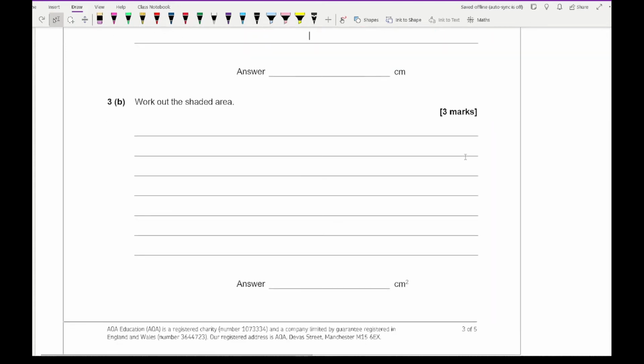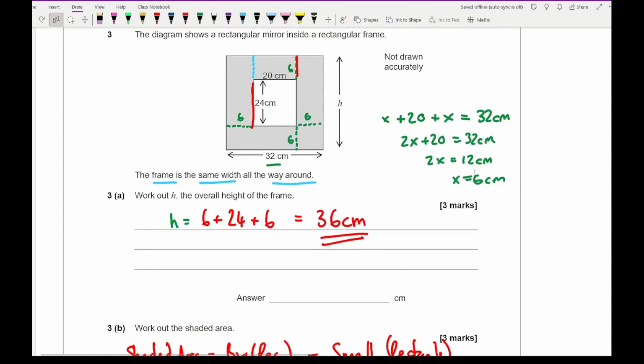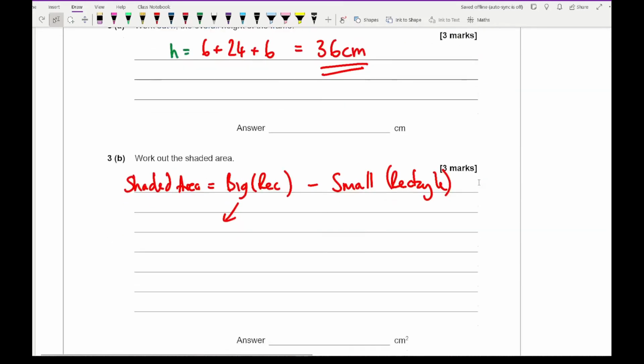The next question then says work out the shaded area. Now, to work out any shaded area, it's always the big shape, so the big rectangle in this case, subtracted by the small rectangle. Now, to work out the big rectangle, if we go back to that, I can replace h with 36 centimeters. So the big rectangle is going to be 32 times 36.